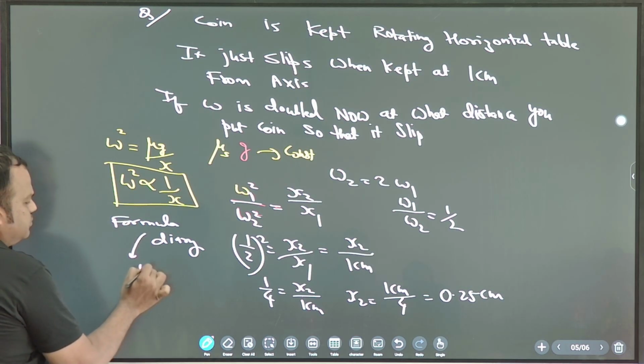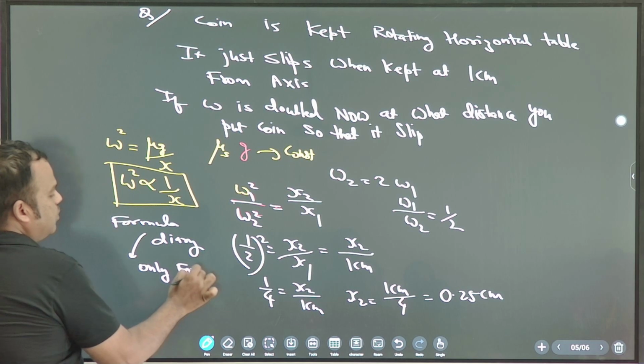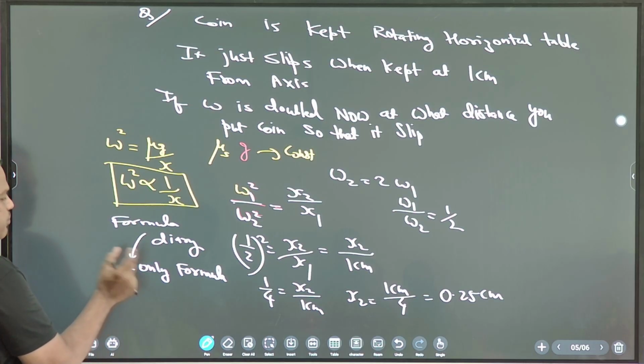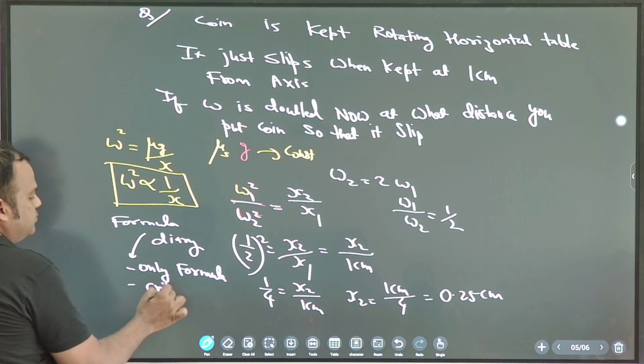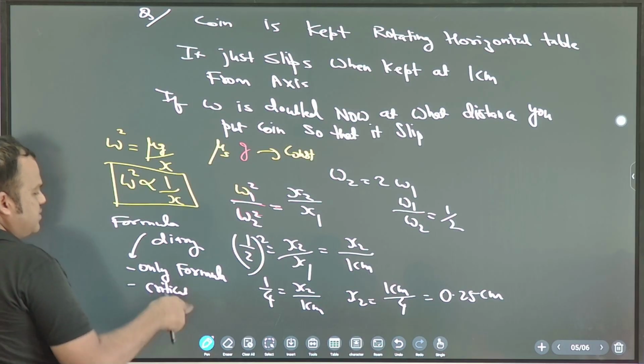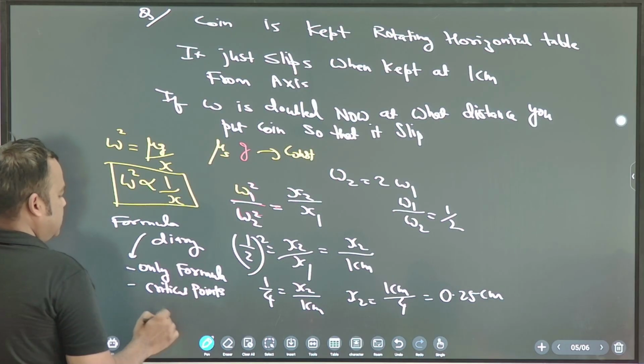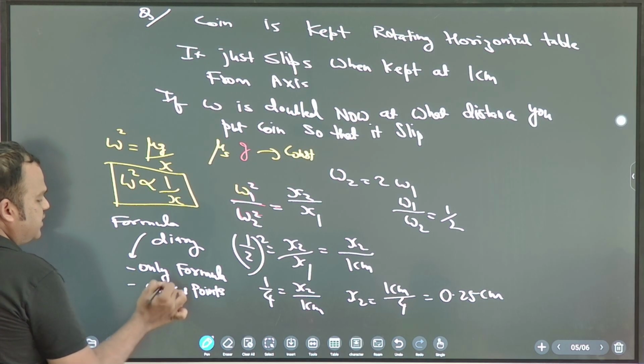Only formula, and some important points, critical points, like plus, minus, up, down. Critical points. Any special cases are there?